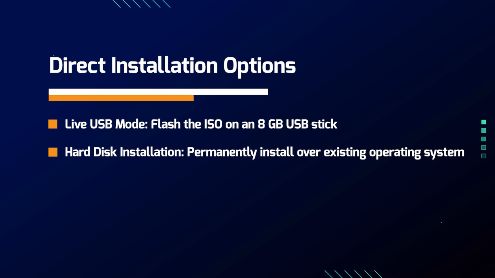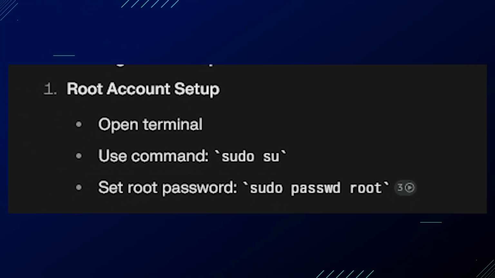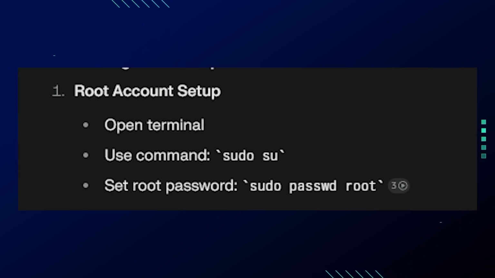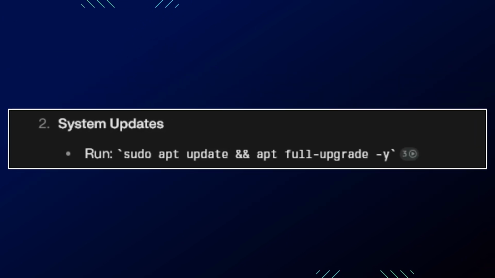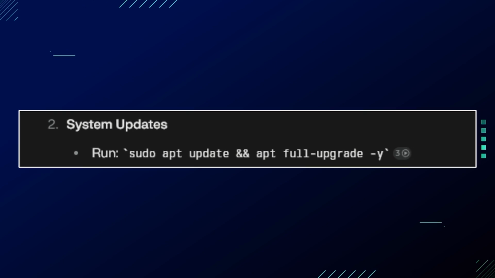Post-installation setup is as follows. Initial configuration steps. For the root account setup, open the terminal, use the command sudo su, then set the root password with sudo passwd root. System updates: run sudo apt update and apt full-upgrade. Peter, please put that code on the screen.